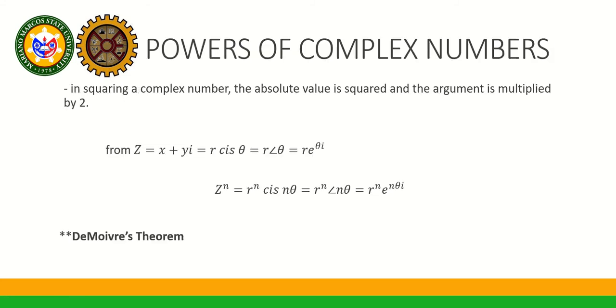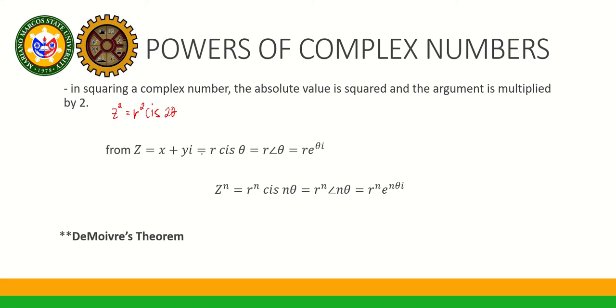Okay, so let's start our new topic, which is the powers of complex numbers. In squaring a complex number, the absolute value is squared and the argument is multiplied by 2. So for example, we have a complex number na na-square. So ang gagawin mo lang is to square yung absolute value mo, which is si r, and then multiply mo si argument mo, which is si theta, by 2. So this will be equal to 2 theta. So ganyan yung formula niya.